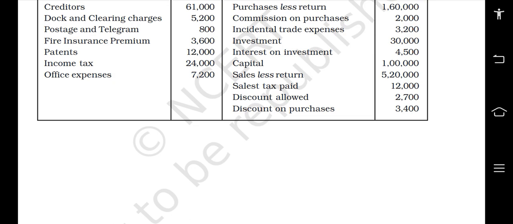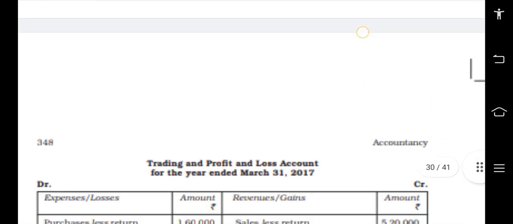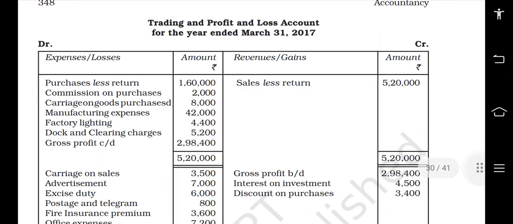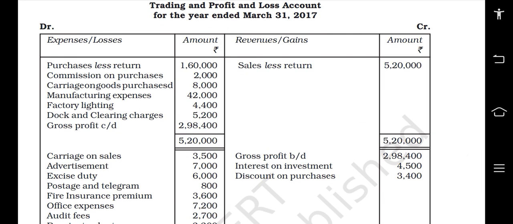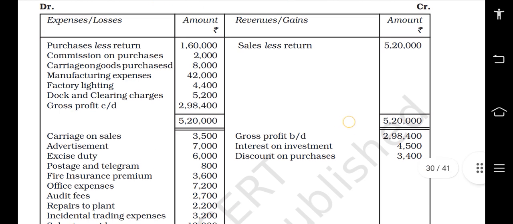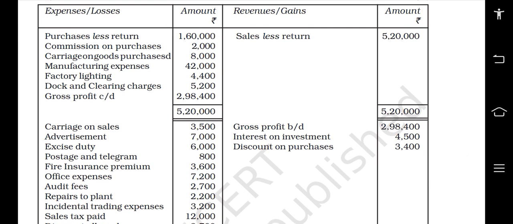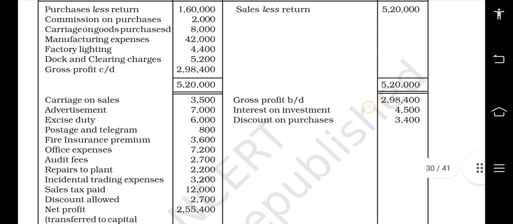And discount on purchase. Discount on purchase means while purchasing we get some discount, so it's an income. When we purchase, somebody gives a discount, then it's income to us. But when we sell goods and we give some discount, then that is an expense. Purchasing time, when we get the discount, that is income. Sales time, when we give the discount, that is expense.